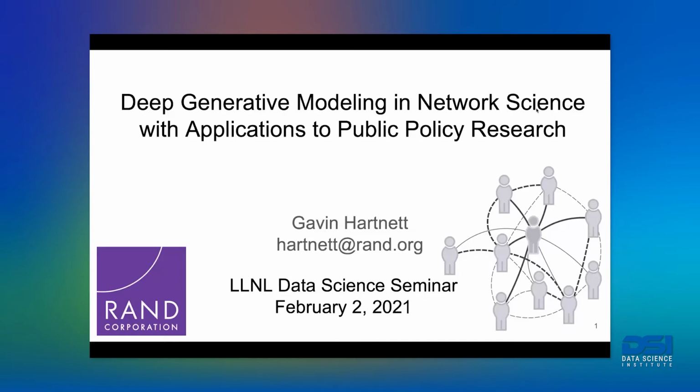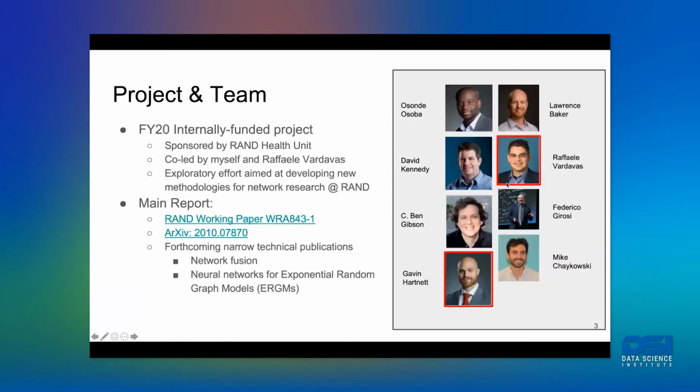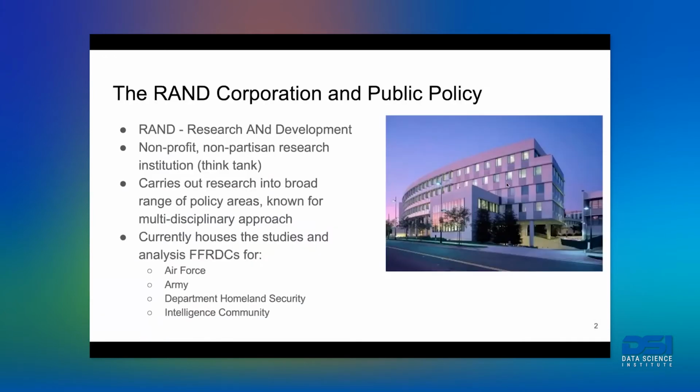So the talk is going to be about trying to apply deep generative modeling advances in machine learning to these types of network science problems that are motivated by public policy concerns. And so you might ask why the focus on public policy.